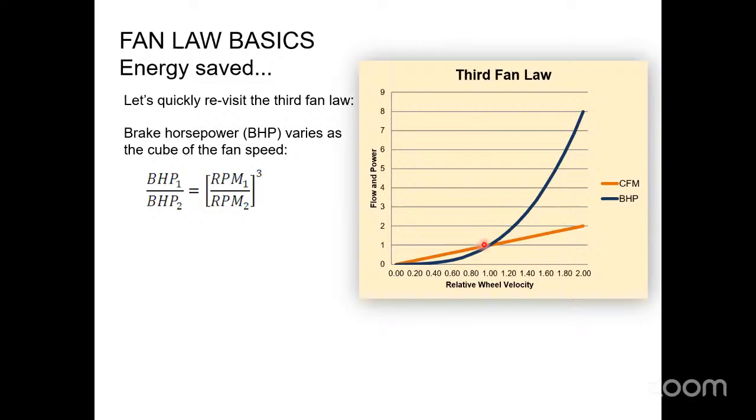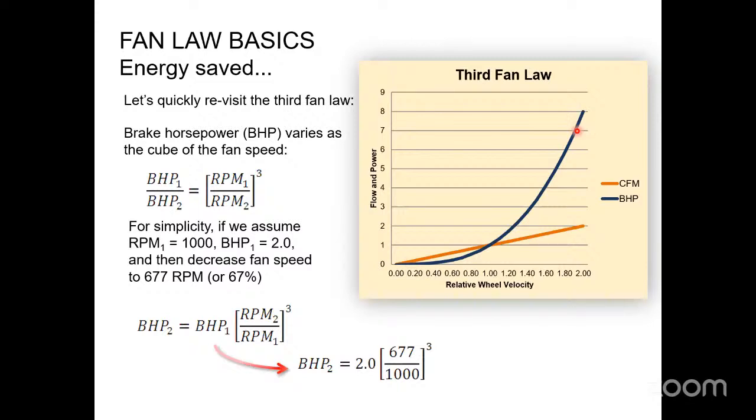my RPM got cut in half. My airflow got cut in half. But look what happens to the brake horsepower. It goes down on a very sharp angle like that. That's because the brake horsepower varies as a cubic function, if you guys are good with math, compared to the speed. So every little tiny bit of reduction in RPM is a pretty substantial reduction in the brake horsepower.